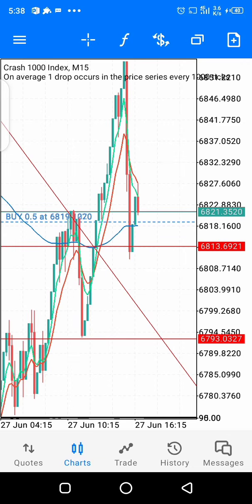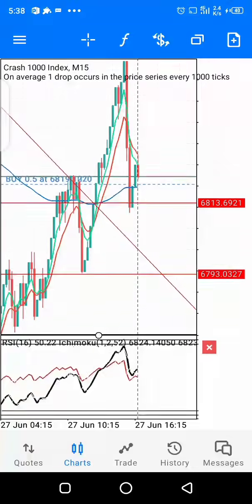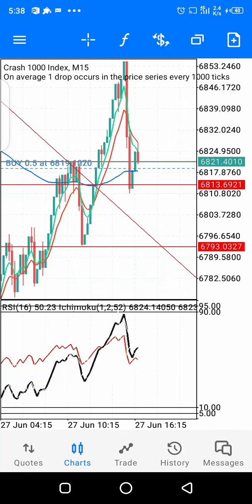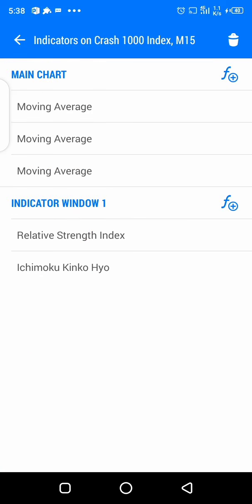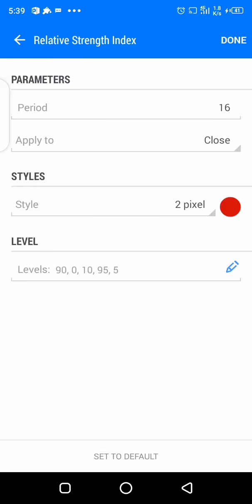Then for indicator window one, we bring this up here. All we have there is just Ichimoku. For scalping, you use only Ichimoku. Then for catching a spike, because you can equally use this strategy to catch spikes and also scalp, under indicator window one, we have RSI. The RSI period is 16, apply to close, to pixel.